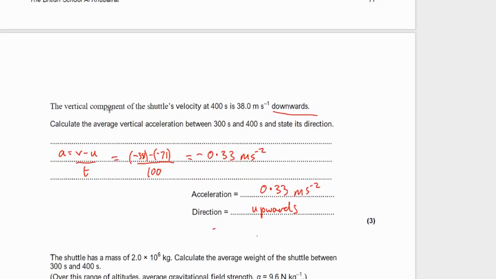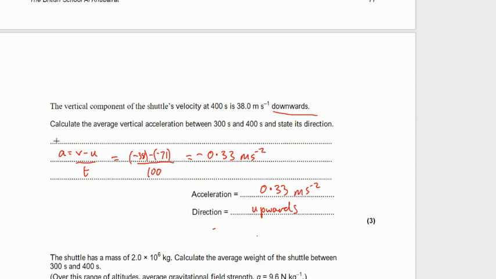So again, the vertical component of the shuttle's velocity at 400 seconds is 38 meters per second downwards. I've underlined that. You should put a minus sign with the 38, because for downward direction we put a negative, upwards positive. So that's the convention that we're working with.